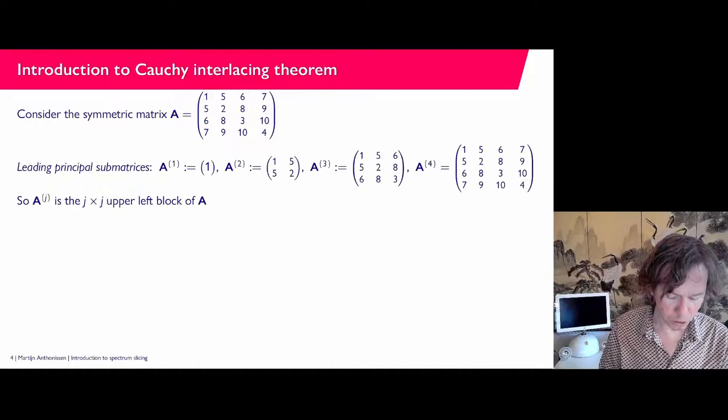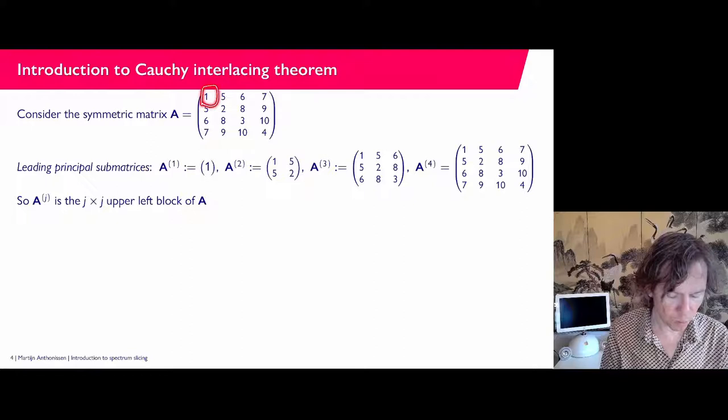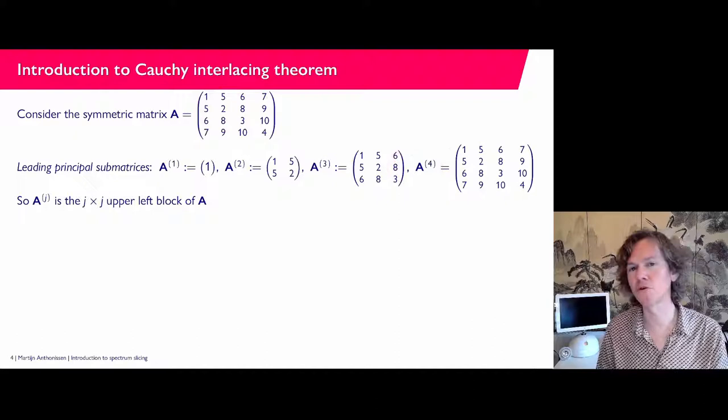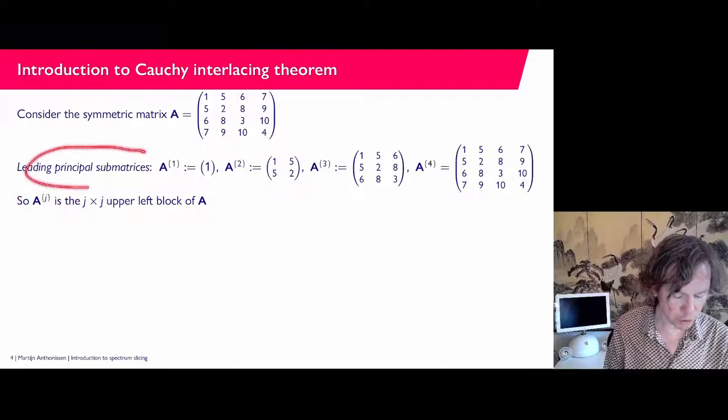Now what I want to show you is that the leading principal submatrices are these. A1 is just the top left 1x1 block. A2 is the top left 2x2 block. A3 is the top left 3x3 block. And A4 is the original matrix back, because the original matrix was 4x4. What I'm going to show you now is that there is a relation between the eigenvalues of these submatrices. In general, Aj is called a leading principal submatrix, and it's just the j by j upper left block of the matrix.